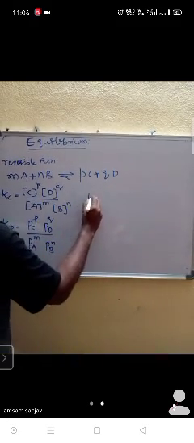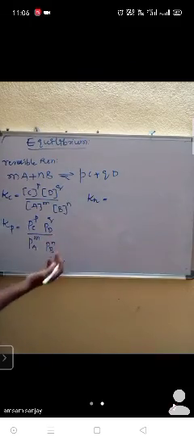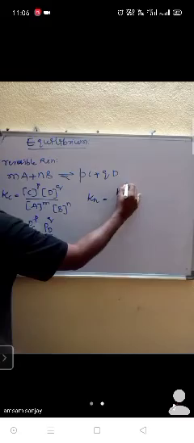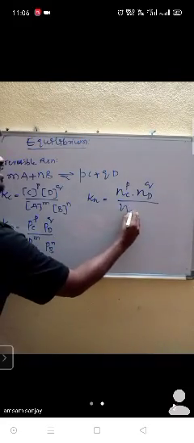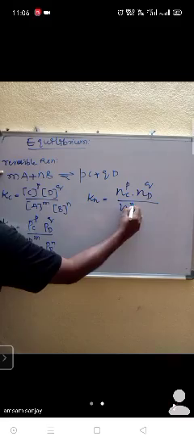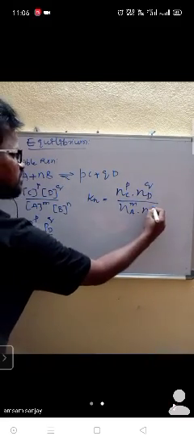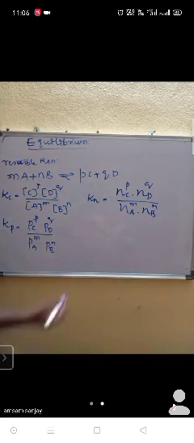Why not number of moles? That also we can write. Equilibrium constant in terms of number of moles: number of moles of C to the power of stoichiometric coefficient, number of moles of D to the power of stoichiometric coefficient, divided by number of moles of A to the power of stoichiometric coefficient, number of moles of B to the power of stoichiometric coefficient.